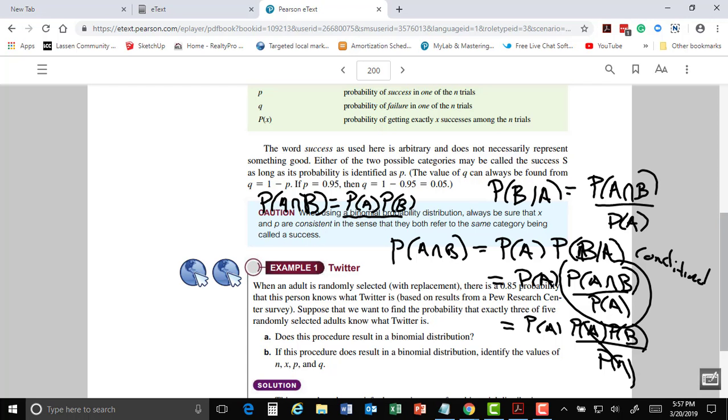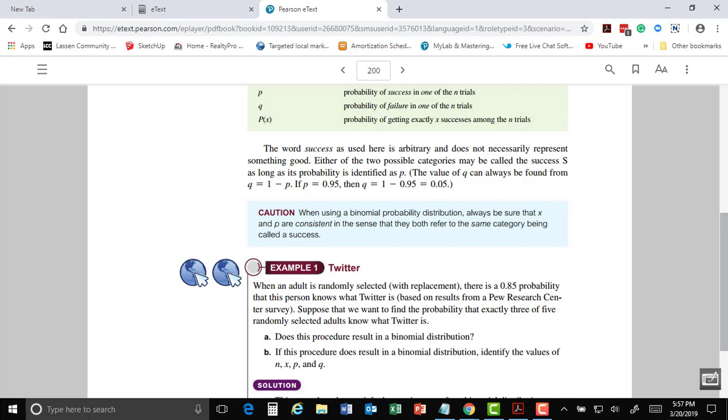Okay. Now, let's go back to this problem. So we got this tweeter thing here, and it says, when an adult is randomly selected, there's a 0.85 probability that this person knows what tweeter is. 85% chance. So, suppose that we want to find the probability that exactly 3 out of 5 people randomly selected know what tweeter is. Okay, now let's see, does it fit the binomial? Well, either you know what tweeter is or you don't. No, there are two outcomes.